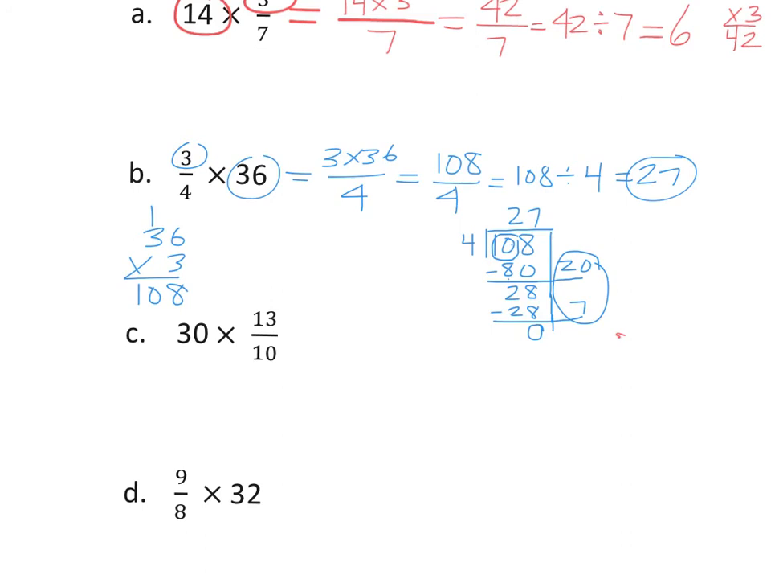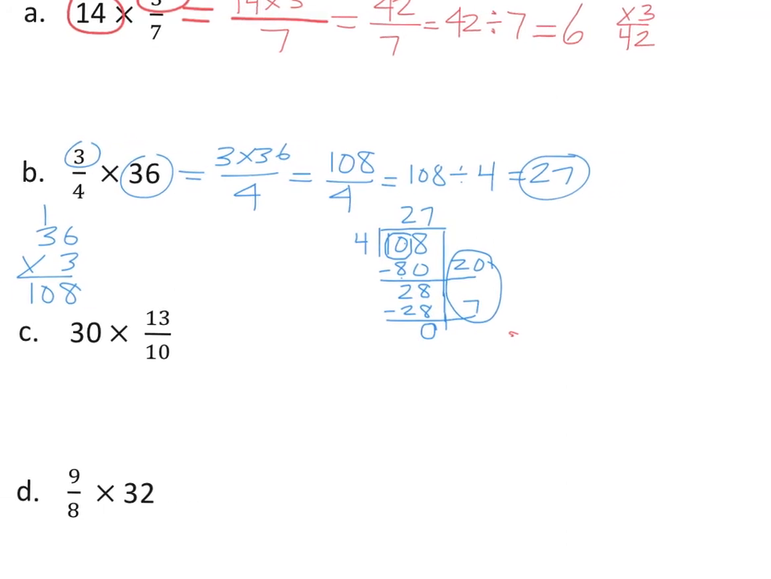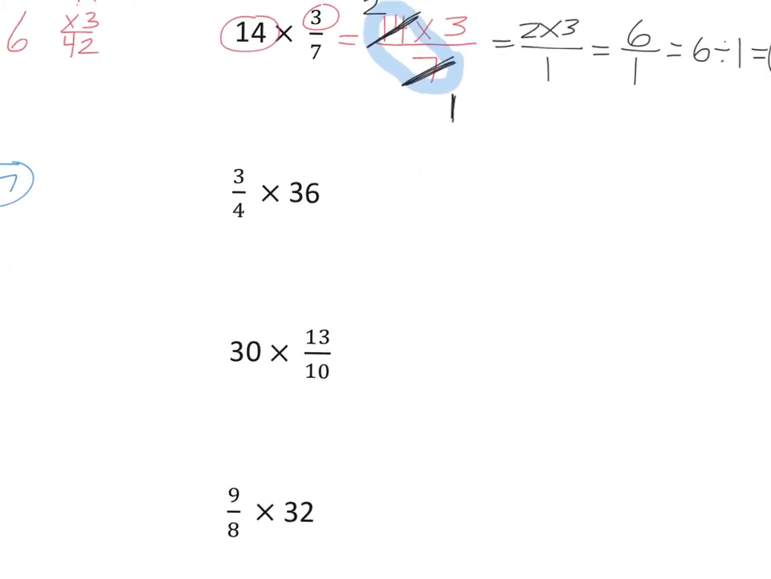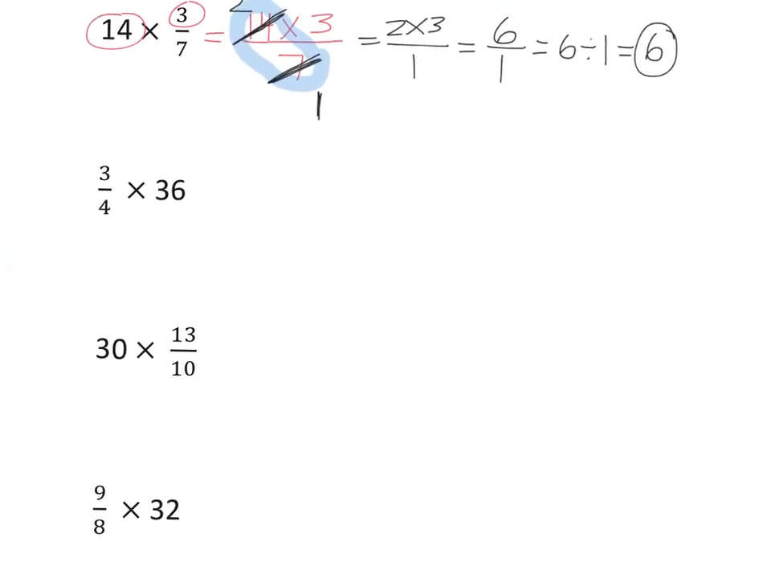Let's see if we can eliminate some of the work that we just did here on the same problem again. So I'm going to go ahead and do the same thing. 3 times 36 up on top, and 4 on the bottom. Now, before I even multiply 3 times 36, I know that 4 is compatible with 36.